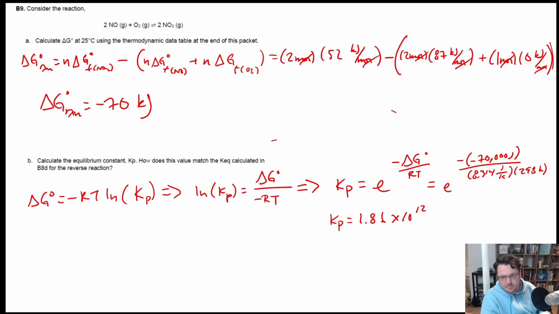And that's here, which is pretty close to the 9.01 times 10 to the negative 11 that I have right here. The slight difference is because if I use the value of negative 68.2 that I have up there, 68,200, that comes out exactly to that right there. So it's the same equation, it's just slightly off because of slightly different delta G values.